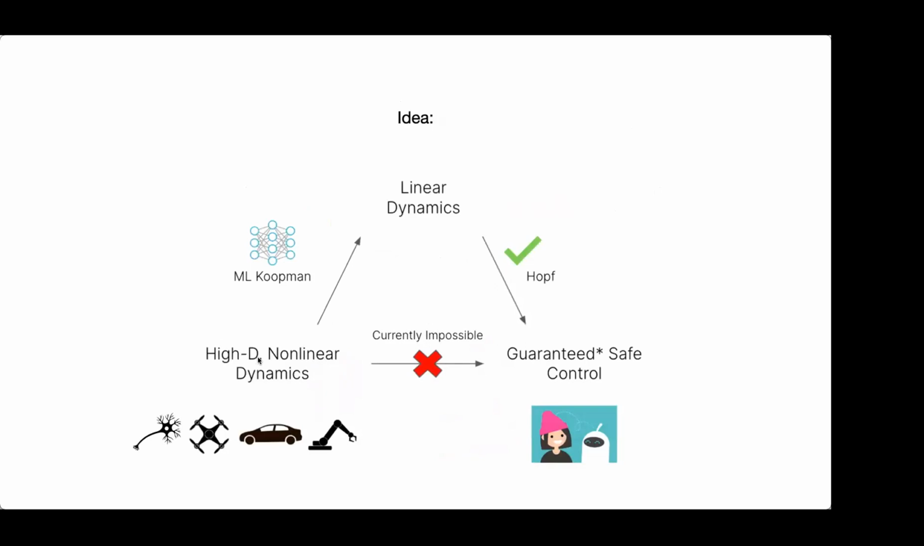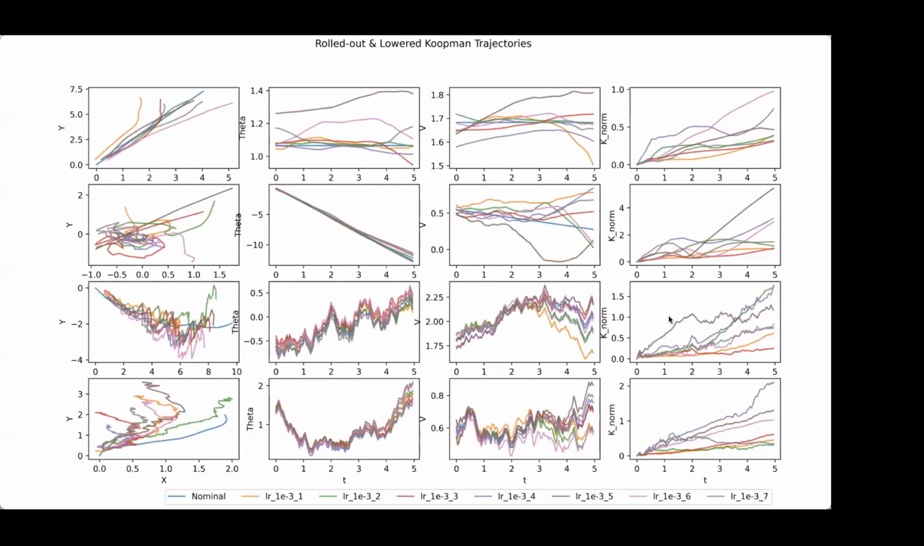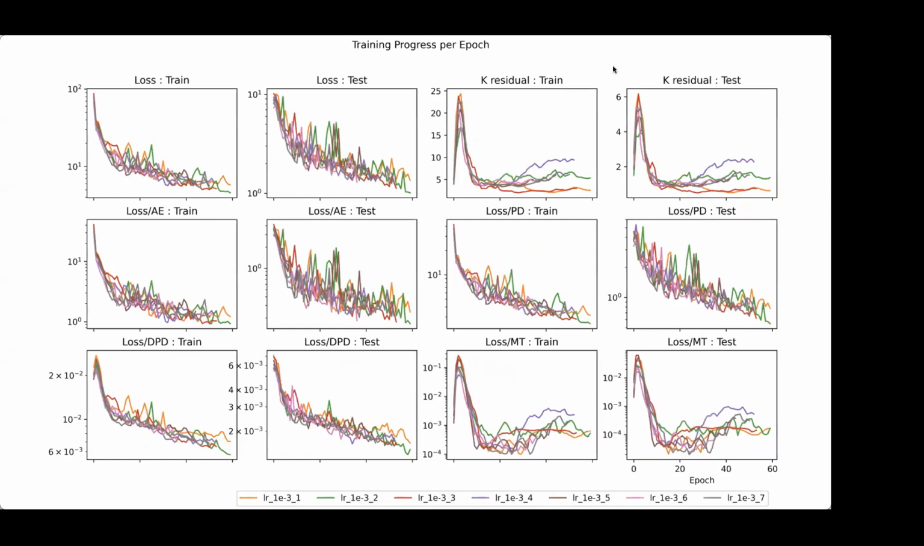So the idea now is to use this to do the mapping from the nonlinear dynamics to the high dimensional linear space, and then from there, to apply Will's Julia code, doing the Hopf reachability analysis, in order to give us guaranteed safe control online. Here are some plots of him initially starting the machine learning process for his rolled out and lowered Koopman trajectories, as well as the training progress. This is the main thing that we've been working on, all the fine tuning of the neural network stuff for right now. And I'm sure he'd be happy to talk in detail if anyone's interested in that.